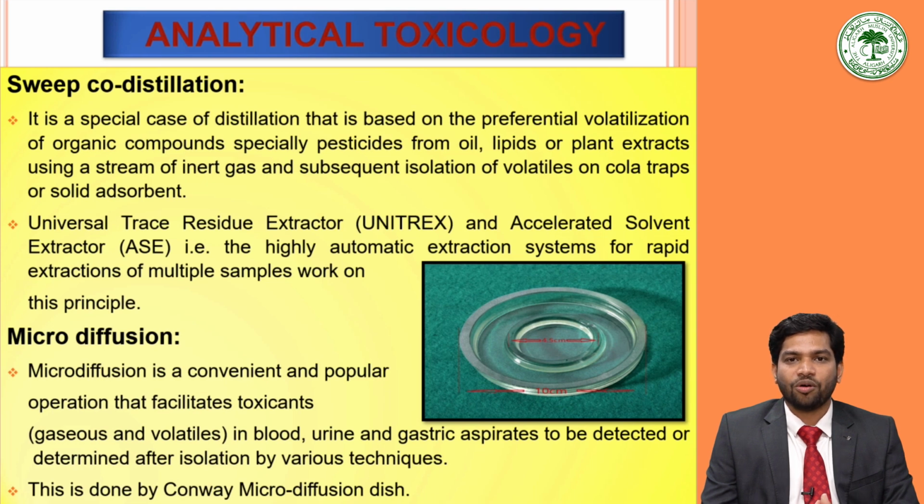Then another technique for the extraction is the micro-diffusion. Here the micro-diffusion is a convenient and popular operation that facilitates toxicants in the gaseous or volatile form in blood, urine or gastric aspirates to be detected or determined after isolation by the various techniques.